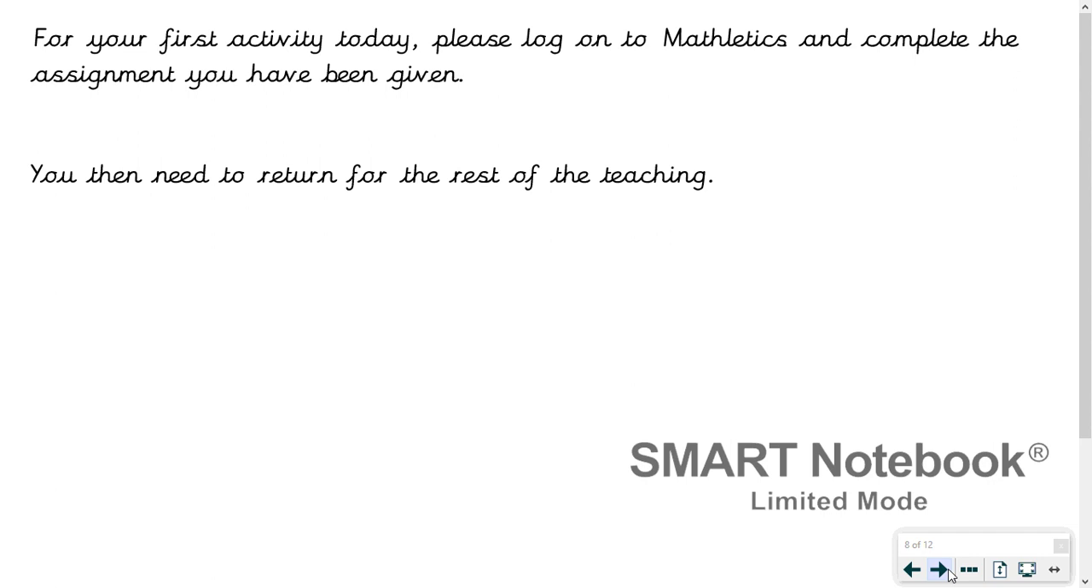Now, for your first activity today, I'd like you to log on to Mathletics, and you are going to be finding some perimeters. I'd like you to do that assignment that you've been given, and then come straight back here, and we're going to move your learning forward with some different types of challenges. So go and do your Mathletics now, please.